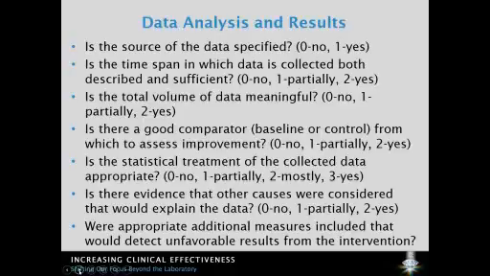Is the statistical treatment appropriate? Is there evidence that other causes were considered that would explain the data in the different hypotheses? And finally, were appropriate additional measures included that would detect unfavorable results from the intervention? So did you think about that? With all of these things, again, the question is just making sure you've thought about it ahead of time and have described it quickly in just a couple sentences how you are dealing with all these various issues.